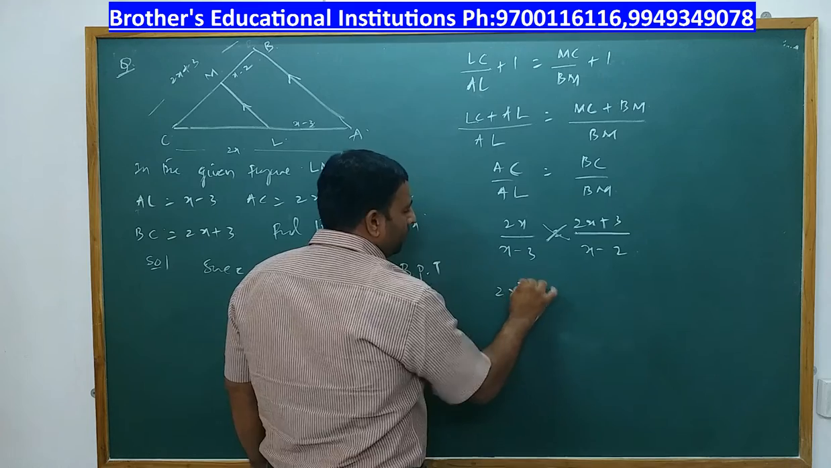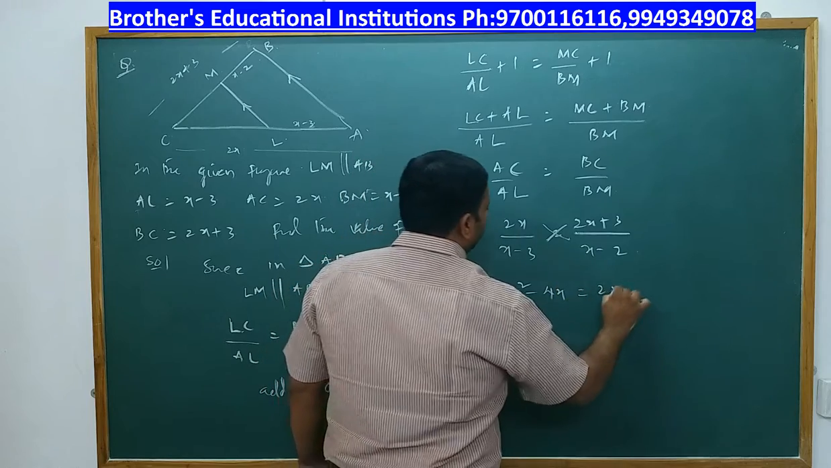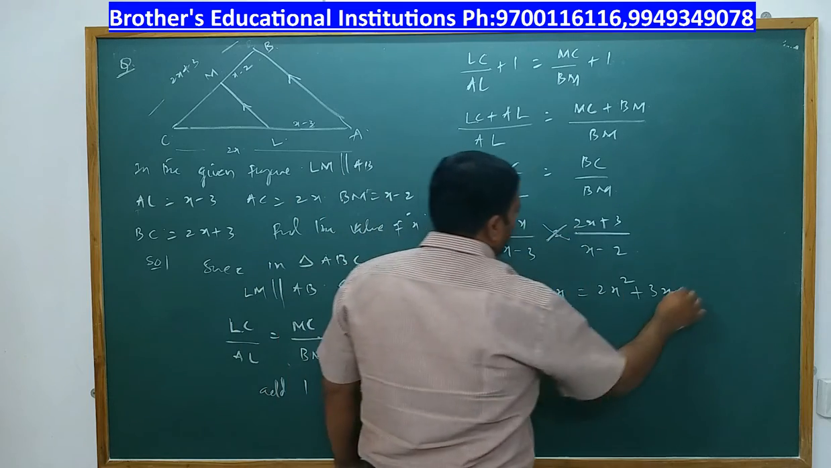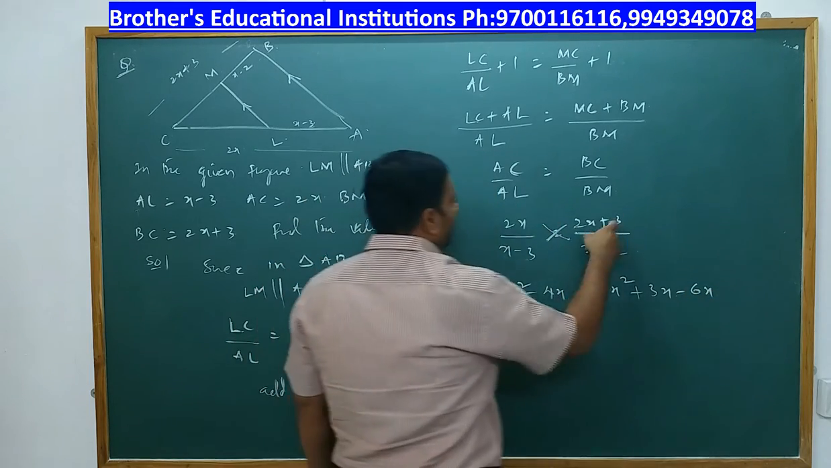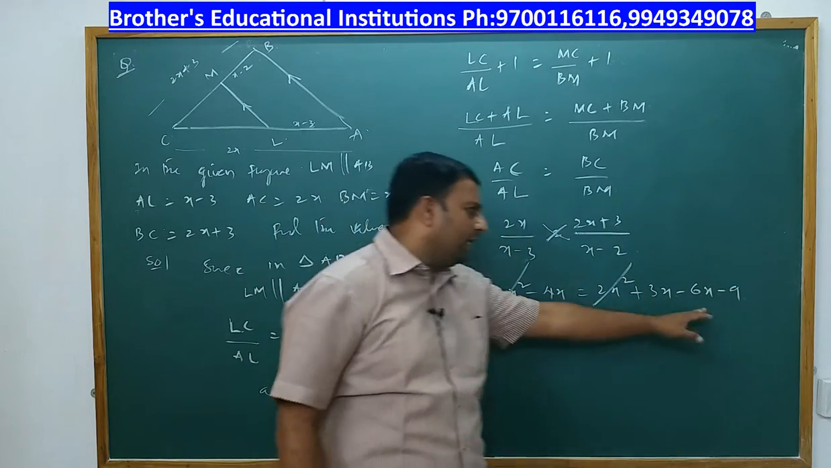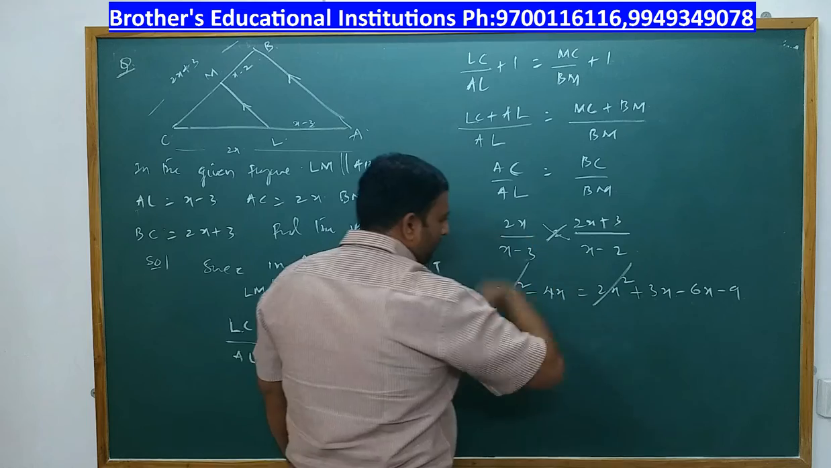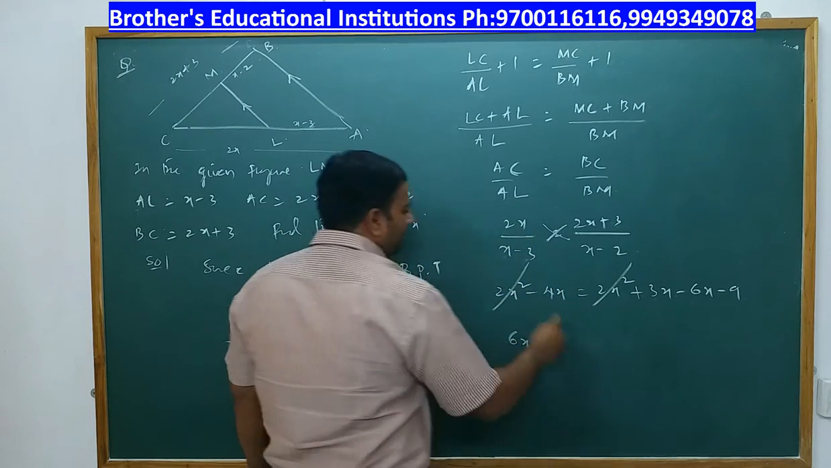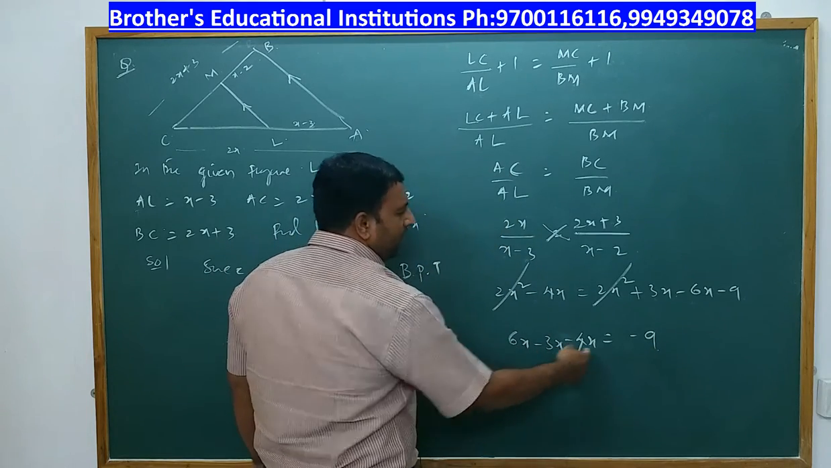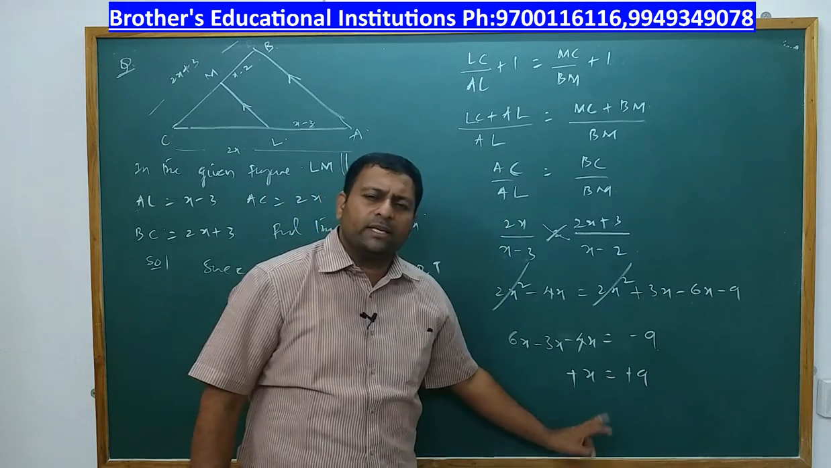2x into x will be 2x square. 2x into minus 2 will be minus 4x. x into 2x will be 2x square. x into 3 will be 3x. Minus 3 into 2x will be minus 6x. Minus 3 into plus 3 will be minus 9. You can straight away cancel this 2x square and 2x square and shift the entire thing to the left hand side. This minus 6x will come to the left hand side as plus 6x, 3x will come as minus 3x, minus 4x is equal to minus 9. Now 6x minus 3x minus 4x is 6x minus 7x, which is minus x, is equal to minus 9. Minus, minus cancel. What is the value of x? x is equal to 9.